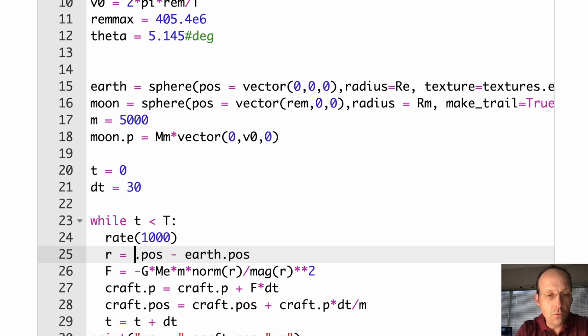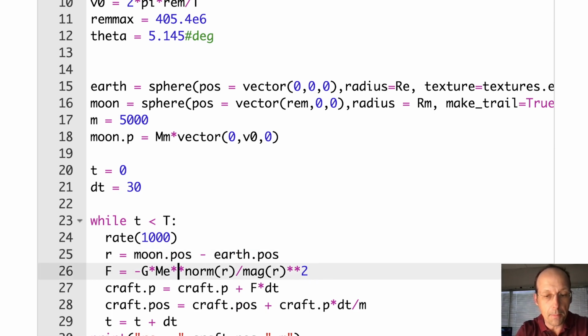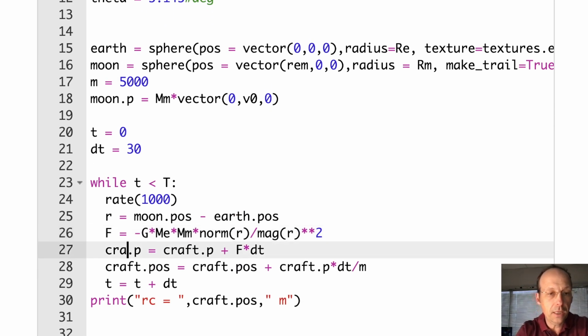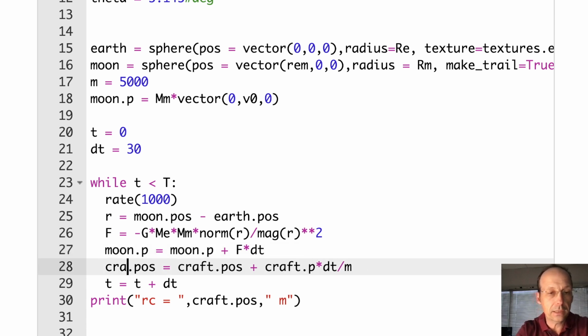R is moon.pos. And this will be G times mm. Moon.p. Moon.p. And this is not the cool part. There will be a cool part. Moon.pos.